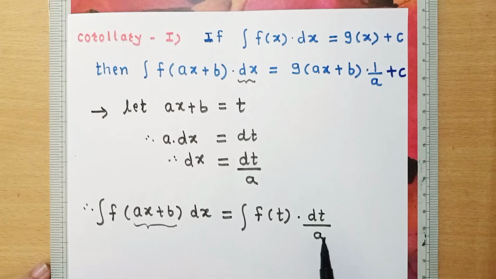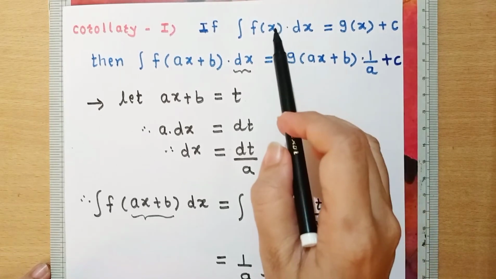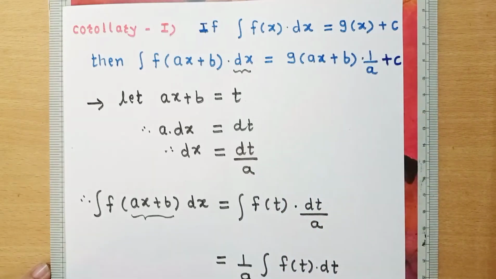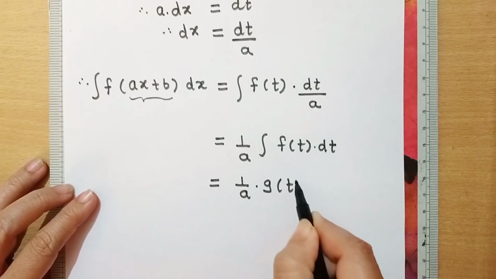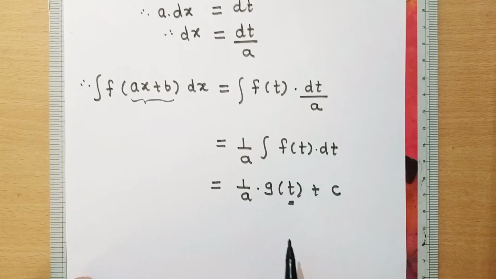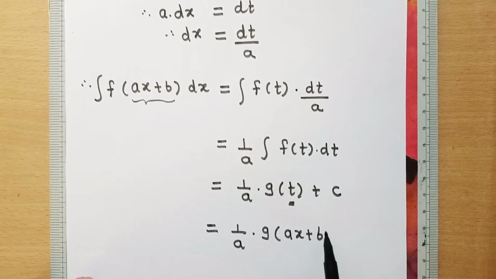Now since a is constant we will take it out of the integration symbol, and what is remaining? f t dt. And now here it is given that integration f x dx means g of x. So f t dt means g of t plus c. So 1 upon a, here we will write g of t plus c, and again in the last step t means ax plus b, and so 1 upon a g of ax plus b and then plus c. So we have proved it.